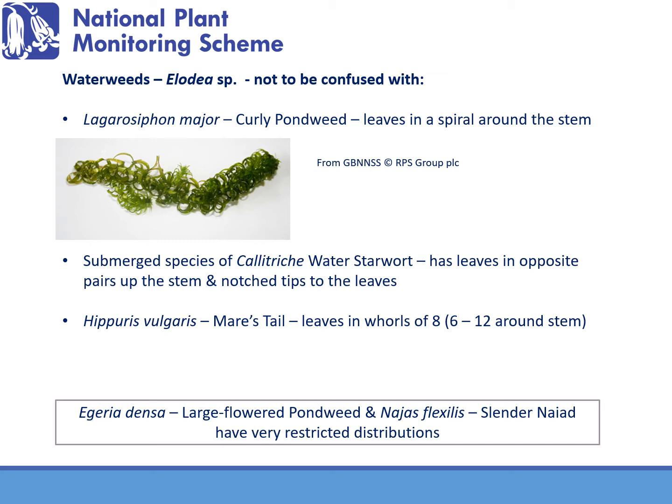The leaves for slender naiad are arranged in pairs as well as whorls of 3 and 4. So it is quite distinct from Elodea. If you get to see it, I think you'll spot it straight away.